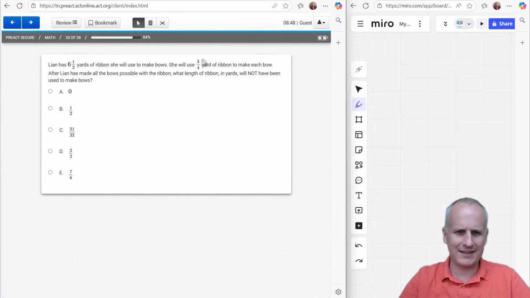Here we are being asked about what length of ribbon in yards will not have been used to make bows. If we skip to the end, we're going to highlight the facts. We've got Leanne has 6.5 yards of ribbon she will use to make bows.